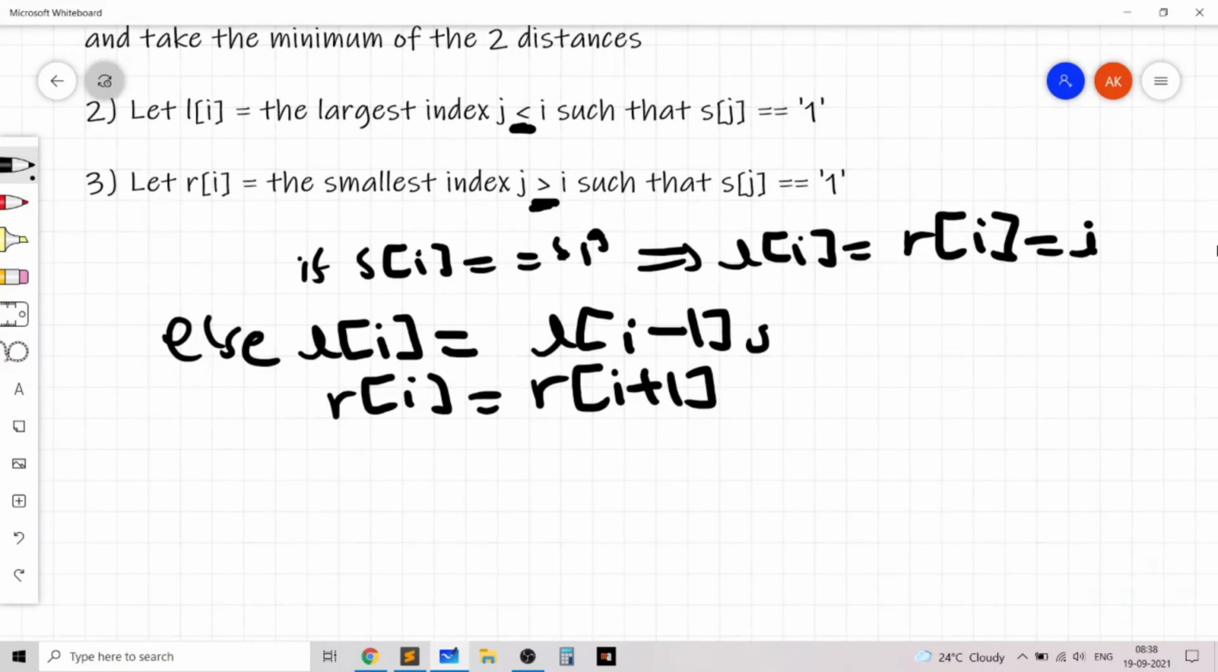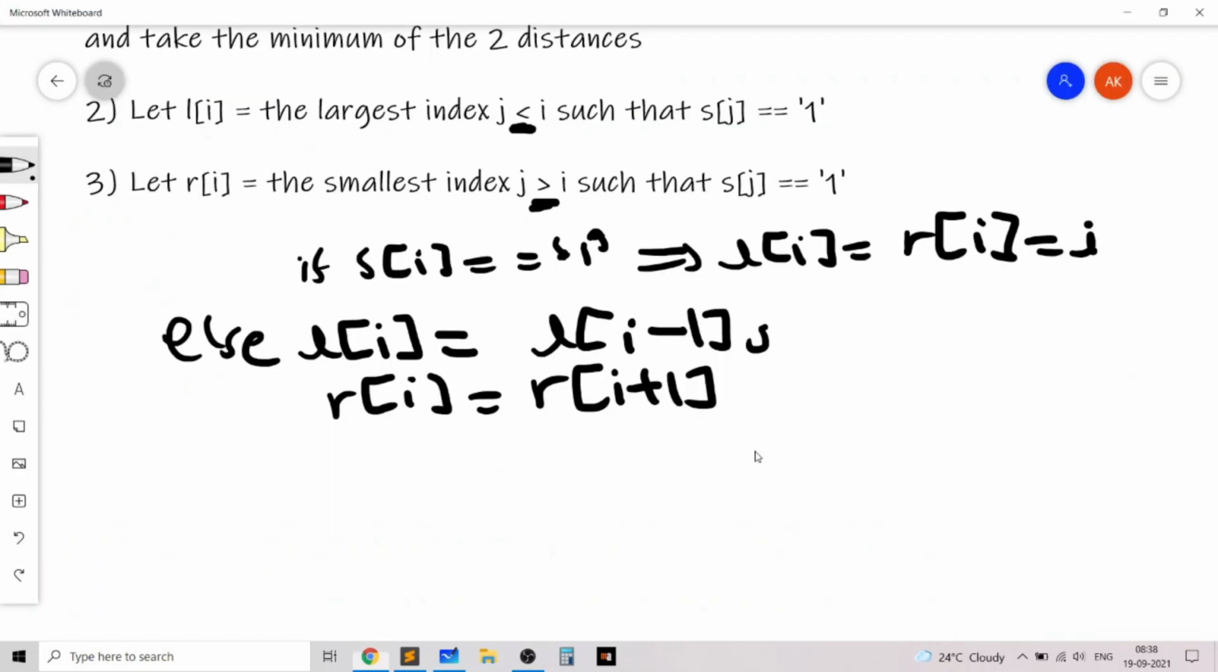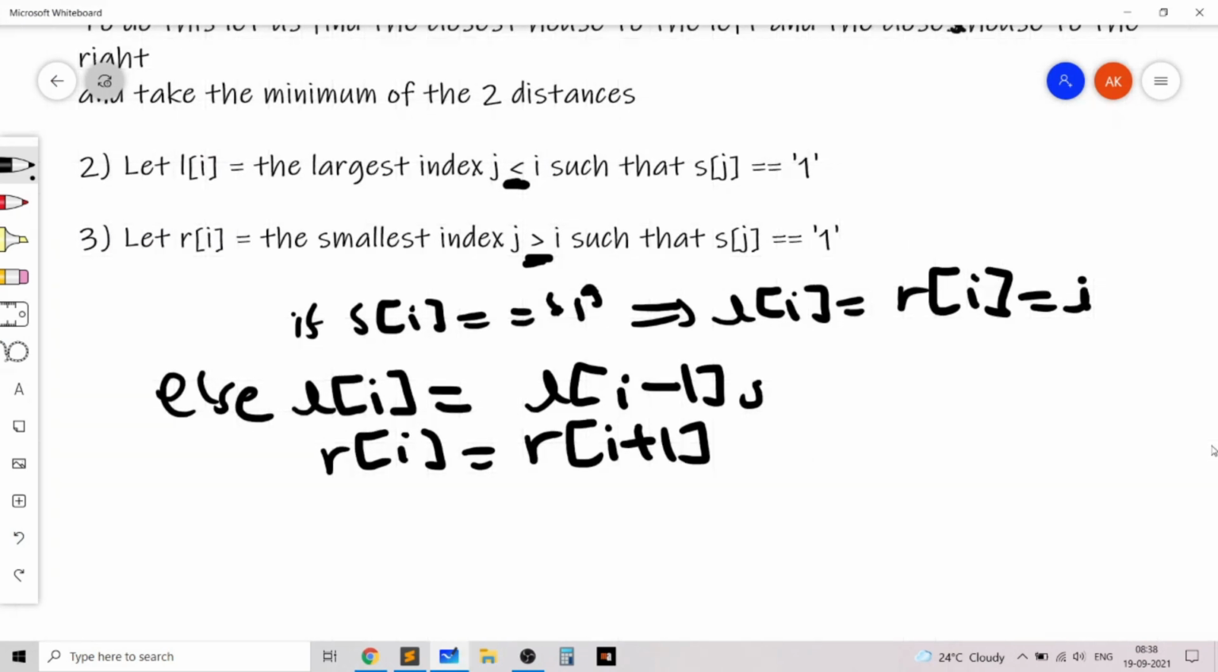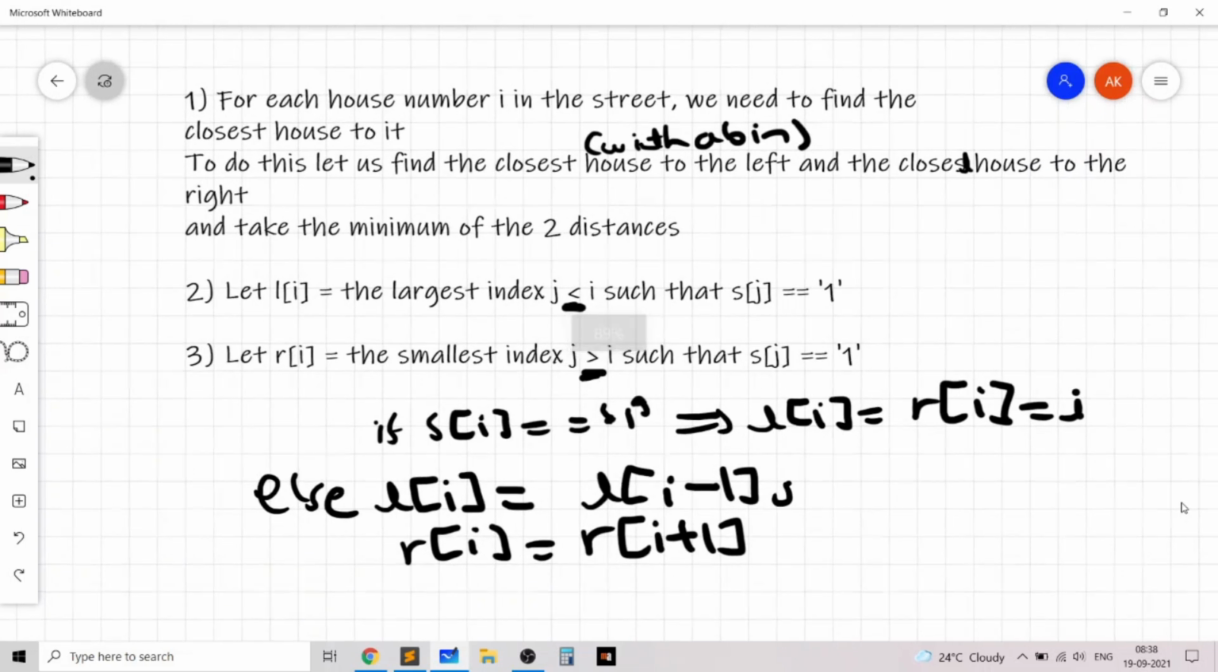And you can verify with the help of this example that we'll get L of 2 is equal to 1, L of 3 is equal to 1, then L of 5 is equal to 4, and L of 6 is equal to 4. Similarly, R of 2 is equal to 4, R of 3 is equal to 4, R of 5 is going to be infinity, and R of 6 is going to be infinity. So we also need to initialize those values. I'll show you in the code how we can do that.